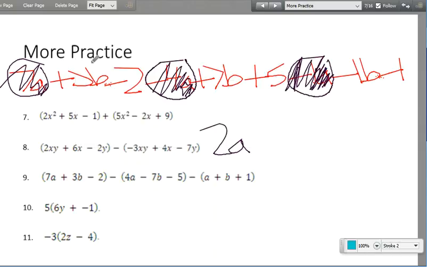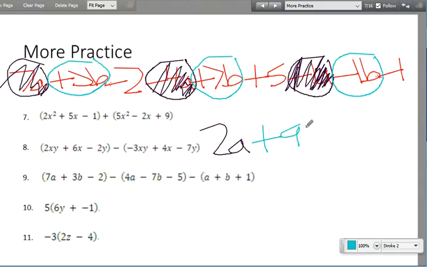The next one that we'll do is the b. So we have the ones that have a variable b. So we have 3b. We have a positive 7b. And we have a negative 1b. Remember to pay careful attention to the sign in front of the number. Pay attention to the sign of the coefficient. That's what you're going to combine. So 3 plus 7 is 10. 10 minus 1 is 9.